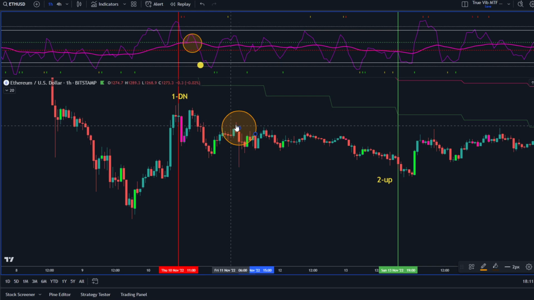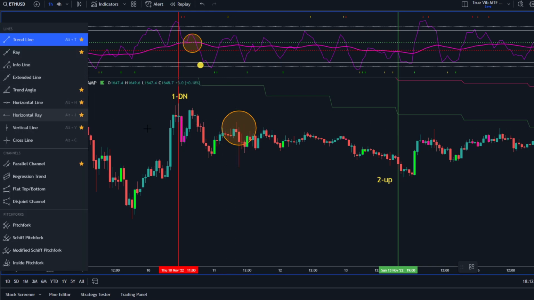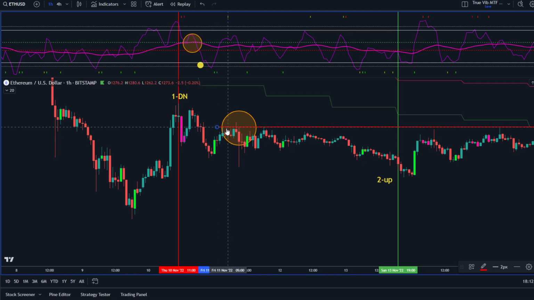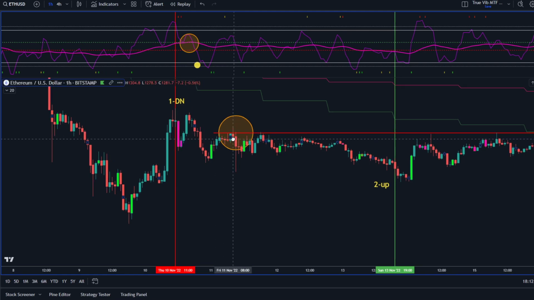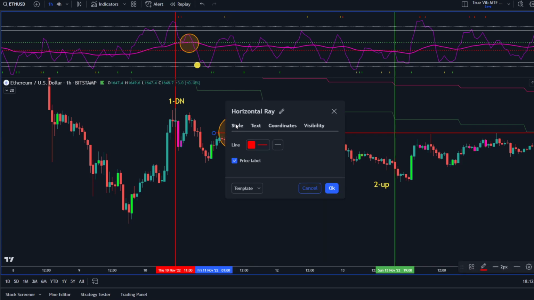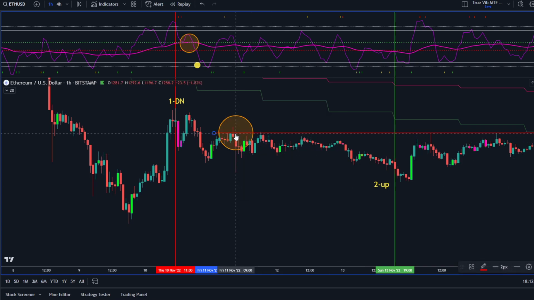So not only is there a rejection candle right there, let me go ahead and bring one line out like this just so I can continue to show these. Let me get rid of the circle for a second. Oh yeah, sorry guys.